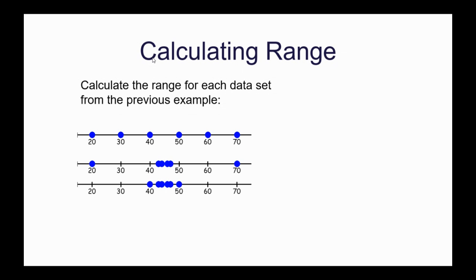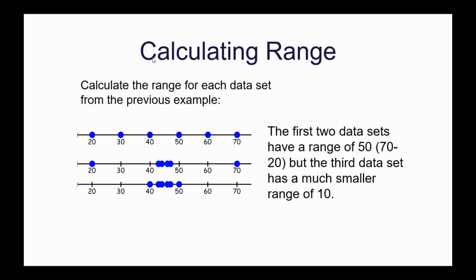So let's calculate the range for those dot plots. In the first dot plot, what would our range be? 70 minus 20, which is 50. What about the second one? 70 minus 20, which is 50. And then the last one? 50 minus 40 gives us 10. So the first two data sets have a range of 50, but the third has a much smaller range of 10. I don't know why that said outlier. That's why I paused and looked. Much smaller range of 10.